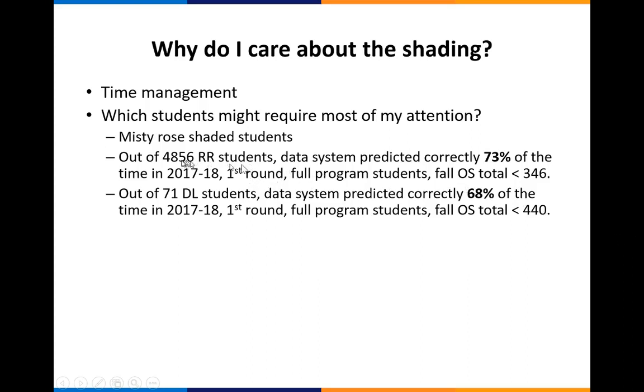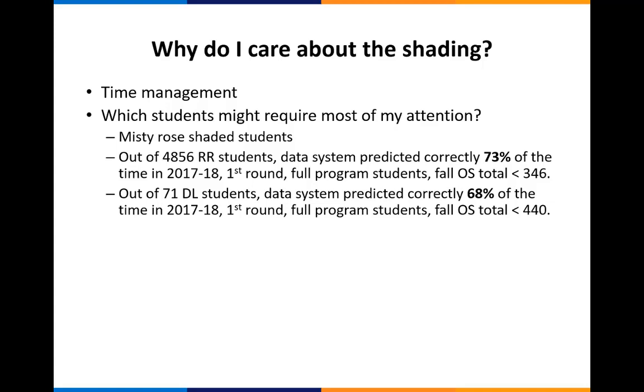And if we look at data from last year, we had 4,856 Reading Recovery students, and I'm specifically looking at first round full program students who had a fall OS total score less than 346. The data system correctly predicted that 73% of those students would be recommended. So a pretty high percentage of correct predictions there.